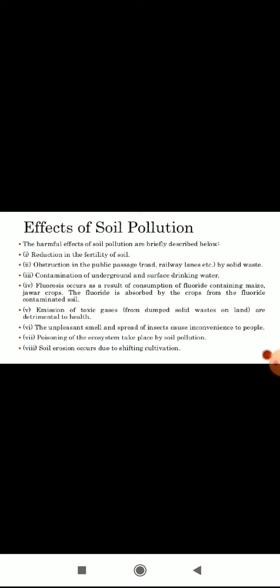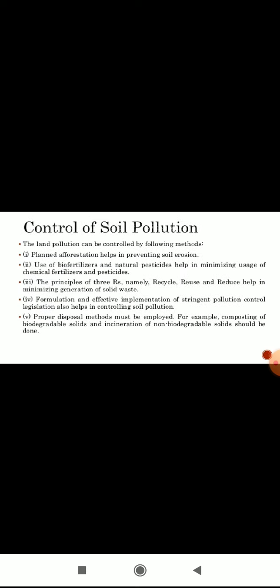Fluorosis occurs as a result of consumption of fluoride-containing maize, jowar crops. The fluoride is absorbed by the crop from the fluoride-contaminated soil. Emission of toxic gases is detrimental to health. The unpleasant smell and spread of insects cause inconvenience to people. Poisoning of the ecosystem takes place by soil pollution. Soil erosion occurs due to shifting cultivation.